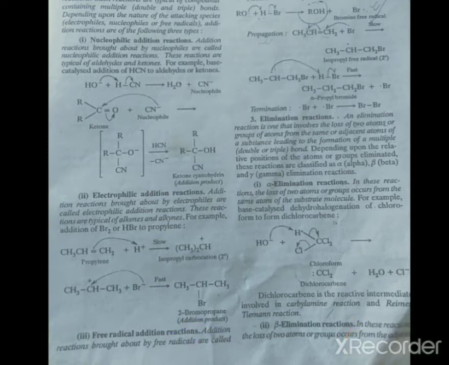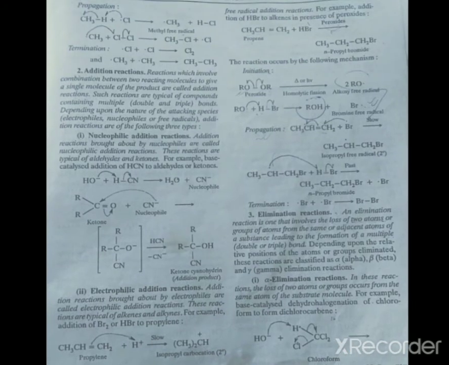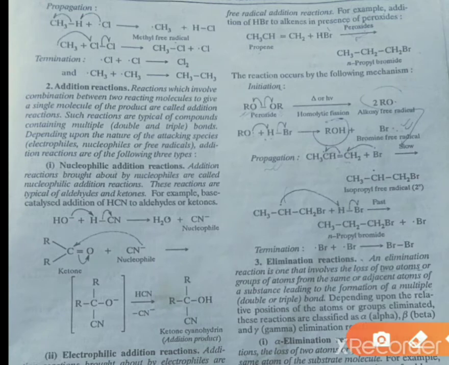Now students, let's talk about the last, the free radical addition reaction, that is the third type of addition reaction. Here we are taking the same propylene and reacting it with HBr. But whenever we perform this reaction in the presence of a peroxide, it becomes a free radical addition reaction. Why is it so? Because in the presence of peroxide, you can see the following mechanism. As we know from free radical substitution, there occur three steps: the initiation step, the propagation step, and the termination step.